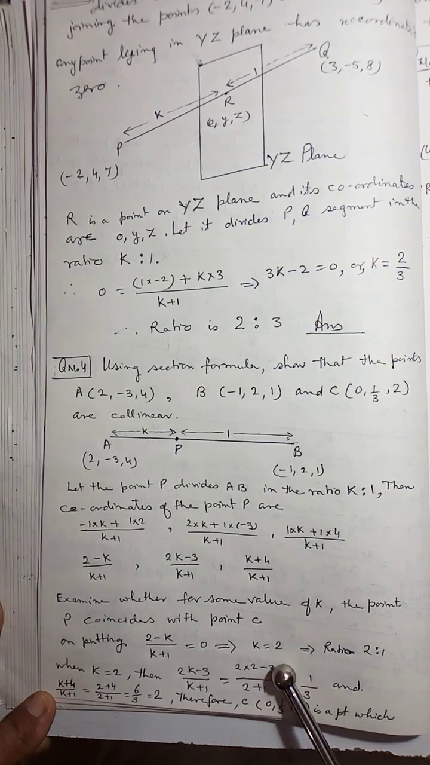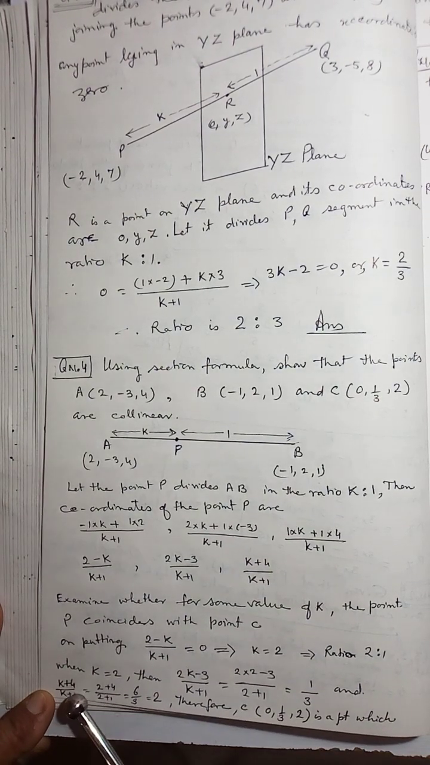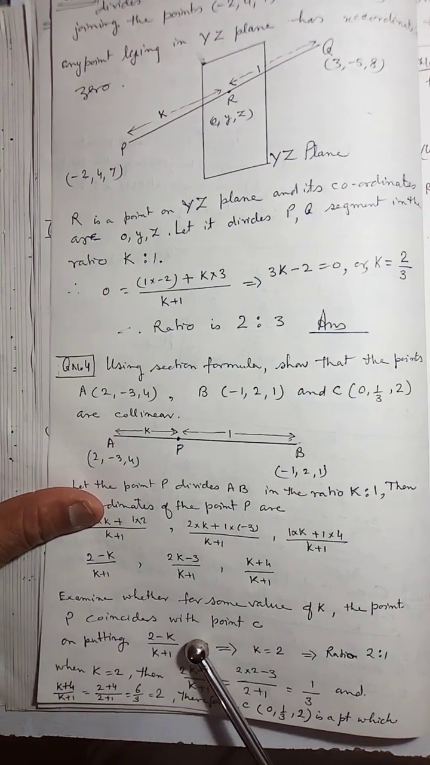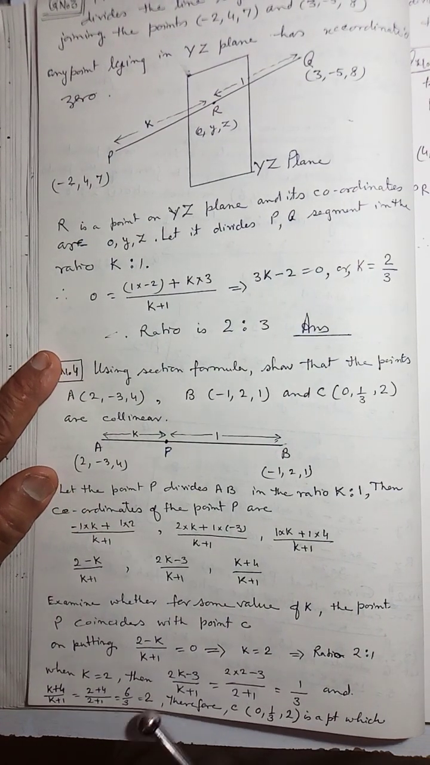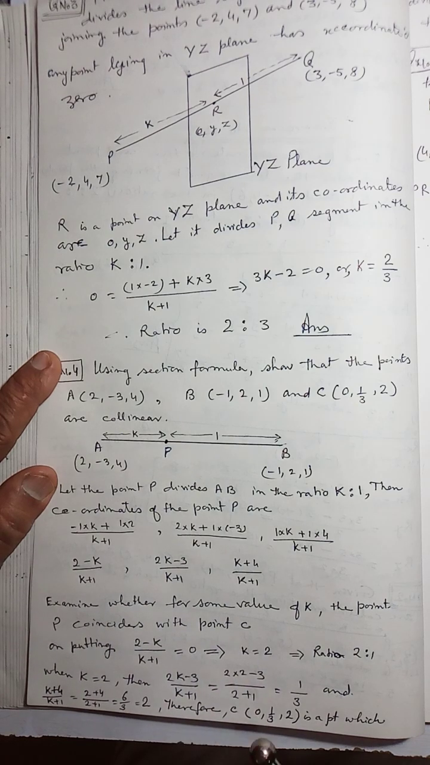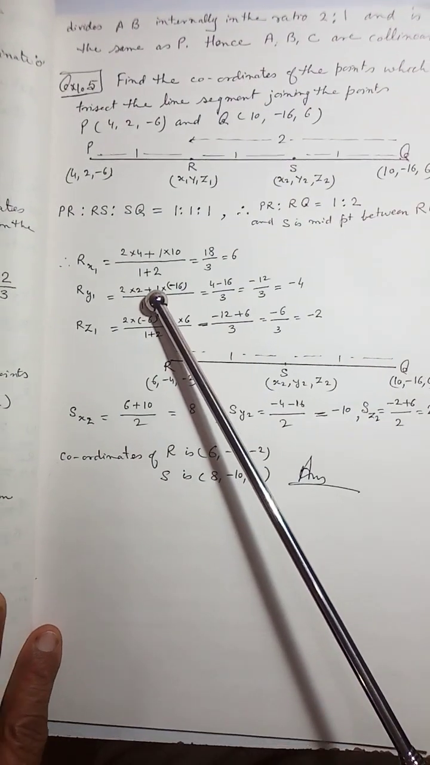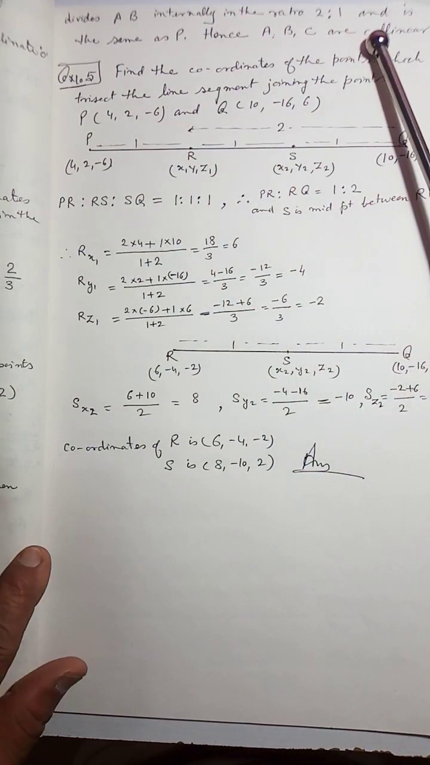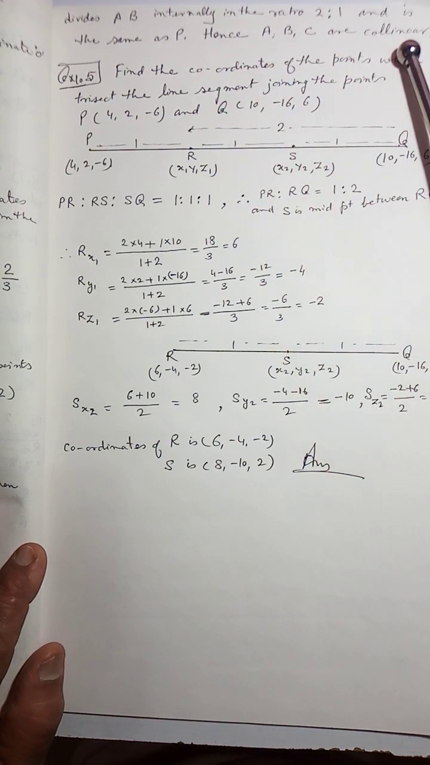And k plus 4 upon k plus 1 is the z coordinate. So 2 plus 4 upon 2 plus 1 will be equal to 6/3, that is 2. Therefore C, that is (0, 1/3, 2), is a point which divides AB internally in the ratio of 2:1 and is the same as P. Hence A, B, C are collinear.